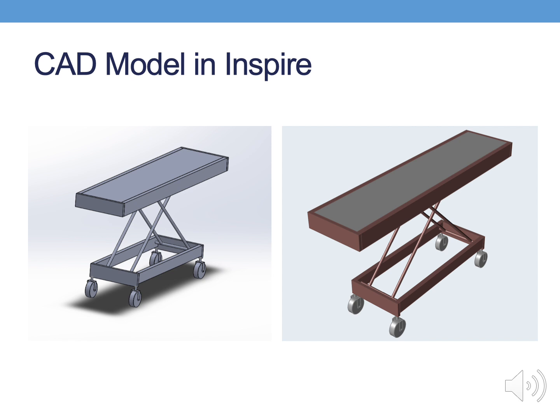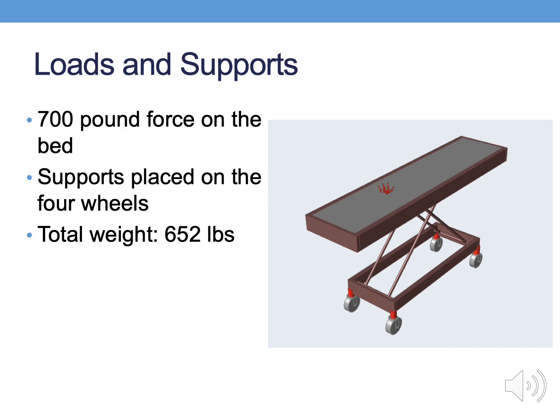In this case, everything in maroon, so the carriage of the stretcher, was aluminum. The bed and the wheels of the stretcher were assigned to plastic. The total weight of the stretcher made of these materials is 652 pounds. Here we can see the load applied to the bed of the stretcher, which is 700 pounds, and the 4 supports placed on the wheels. Those are shown as the 4 red cylinders.